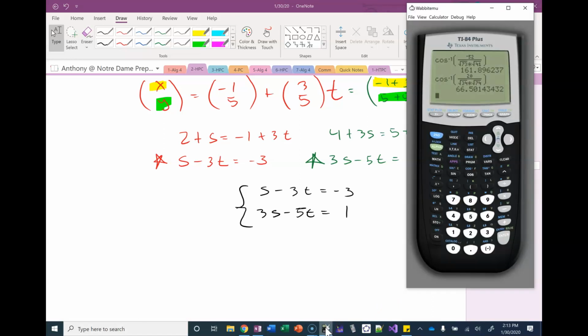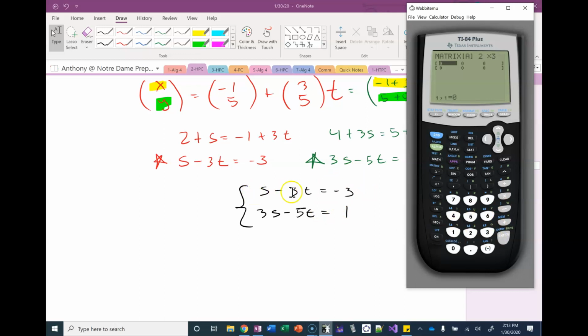I would use a matrix on my calculator and use the row reduced echelon form command to solve this. So I'm going to form a matrix. The matrix that I'm going to have has two rows, one for equation 1 and one for equation 2. And it has three columns, one for the s's, one for the t's, and one for the solutions.